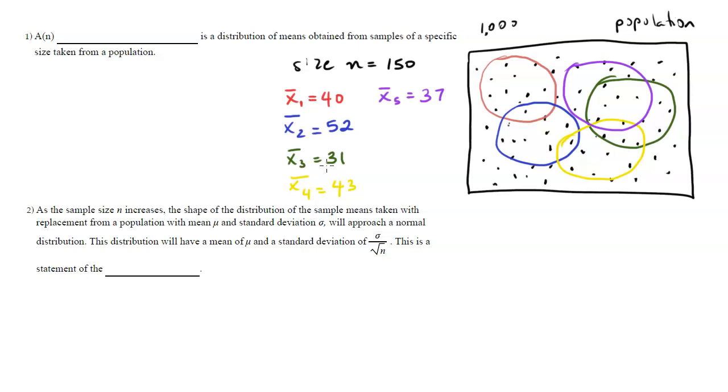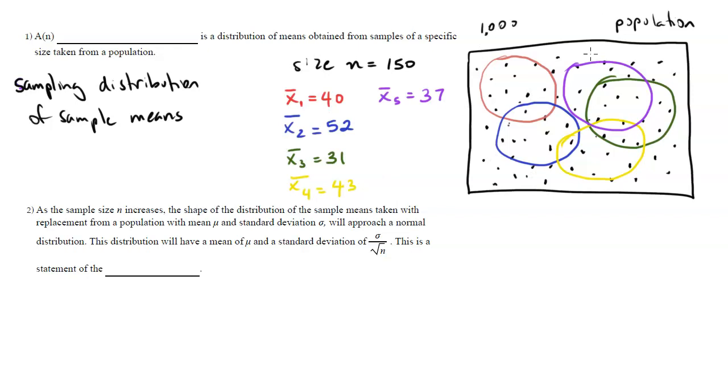So this distribution of these sample means, right? This is the distribution of my sample means. It has a name, right? So I've got all of these sample means from this population, and this is called the sampling distribution of sample means.